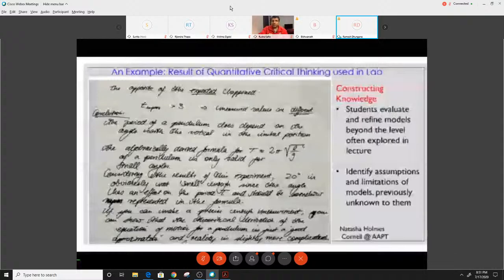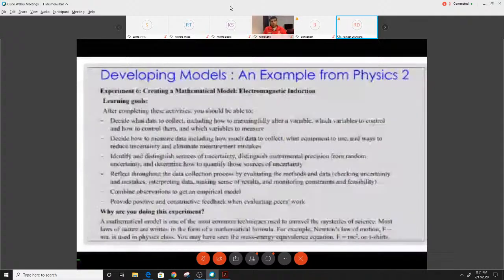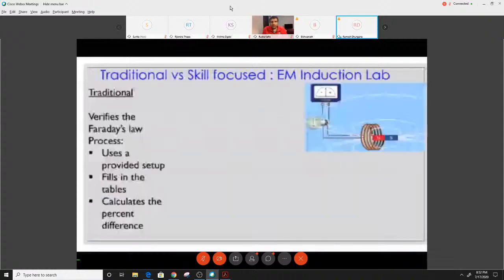So now, in physics too, we mostly focus on developing models. And again, here I'm using electromagnetic induction as an example, but the main title is creating a mathematical model. So that's how we are focusing on the scale. Again, goals are there and their motivational statement is there. And traditionally, I'm pretty sure you have done or taught the electromagnetic induction lab. So what happens?